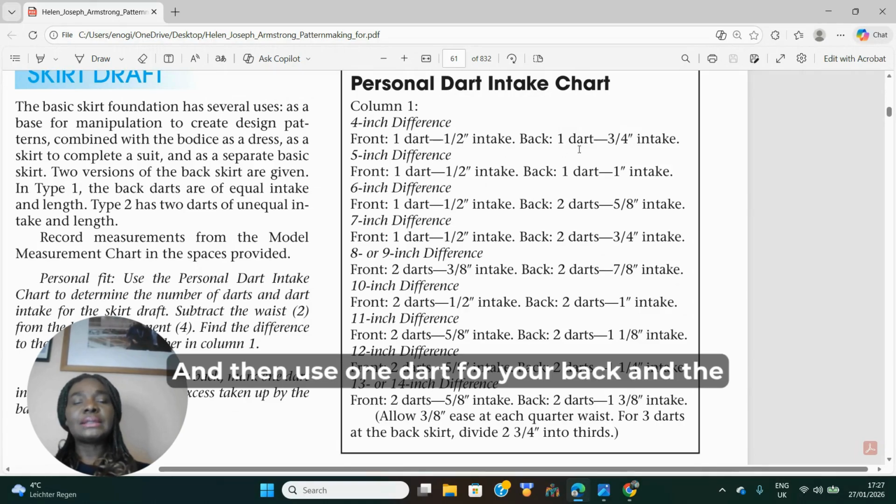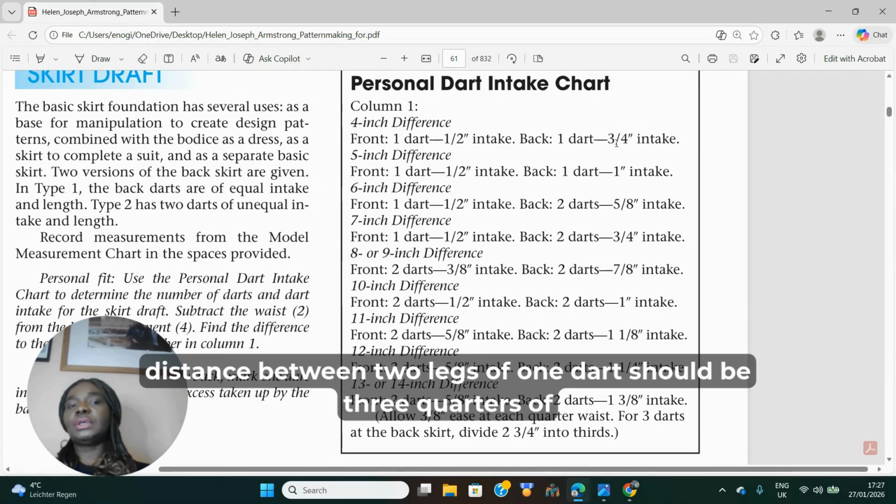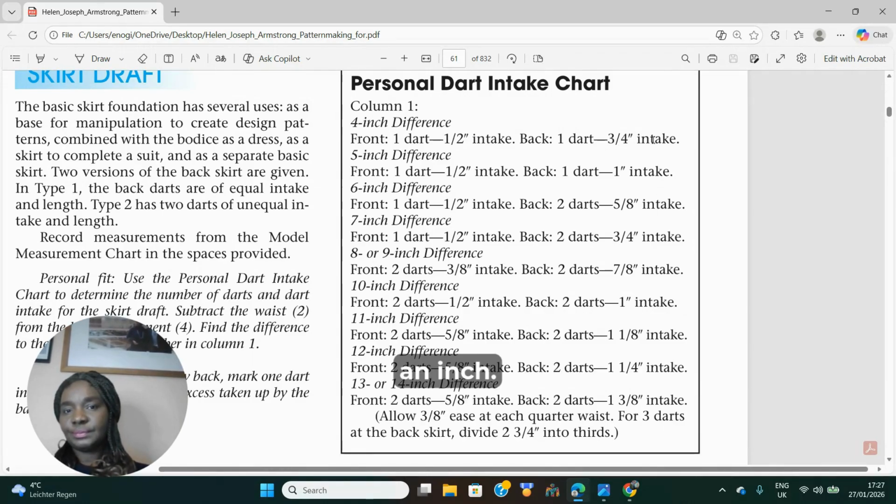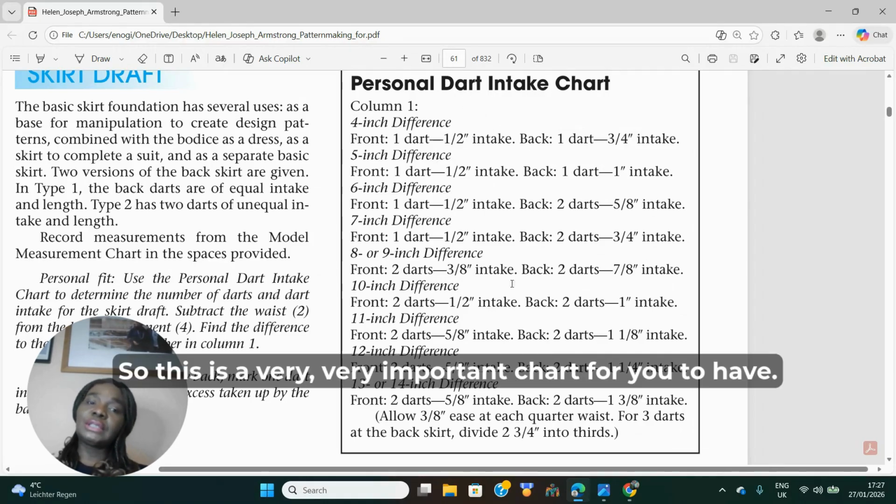And then you use one dart for your back, and the distance between two legs of one dart should be 3/4 of an inch. So this is a very, very important chart for you to have.